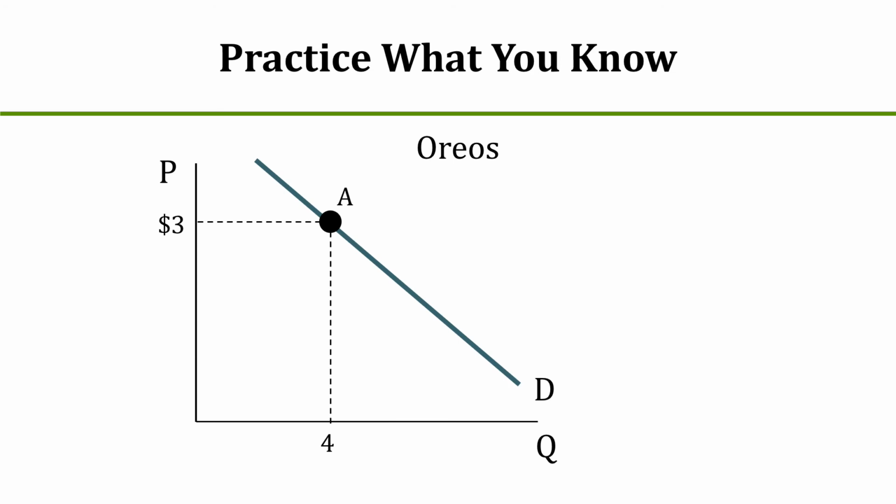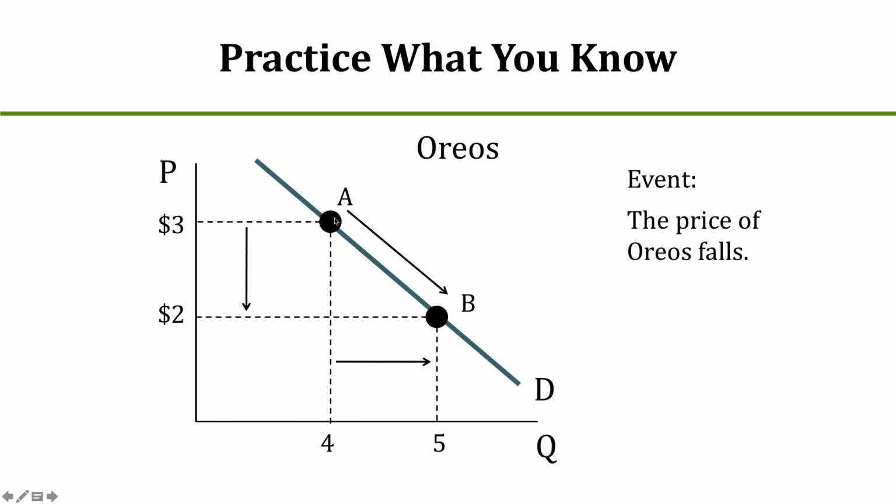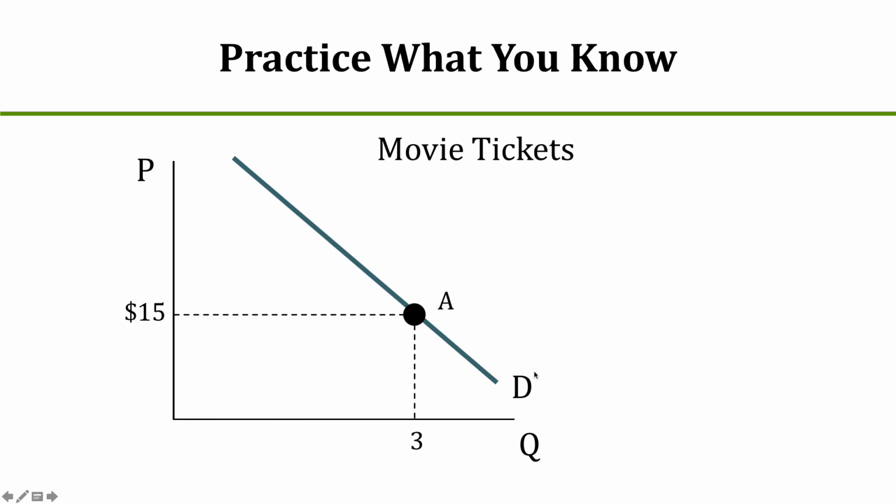Now let's do some practices. I will give you some events and you will try to explain or understand what happens. The market we are talking about is Oreos and the price of Oreos is decreasing. So basically we are at point A initially, then after the price reduction, we move to point B and the quantity demanded is increasing, price is decreasing. There is a movement along the demand curve. Basically demand is not shifting.